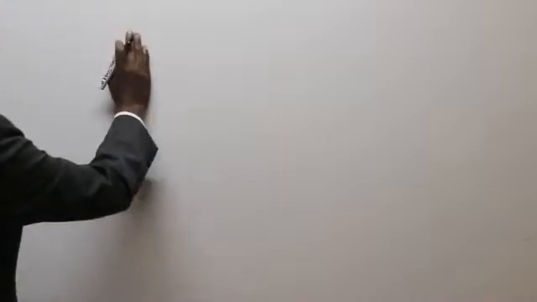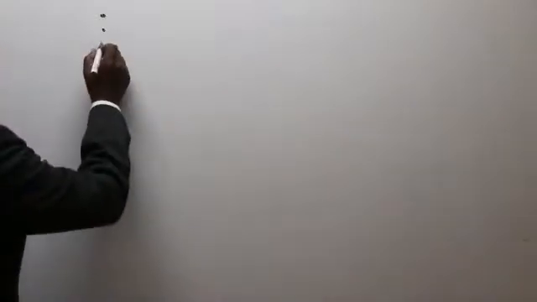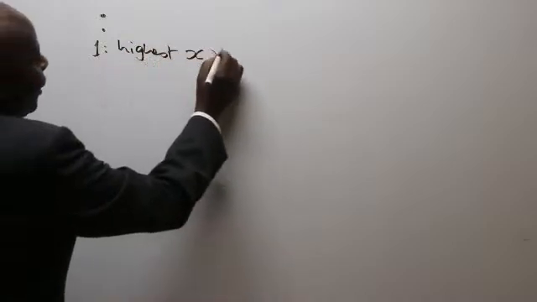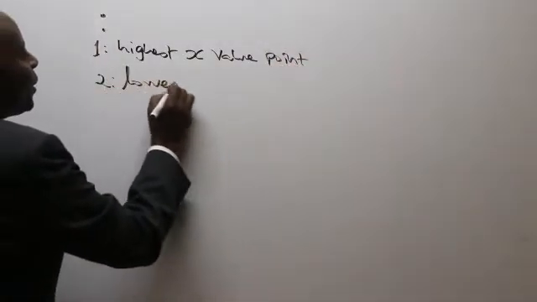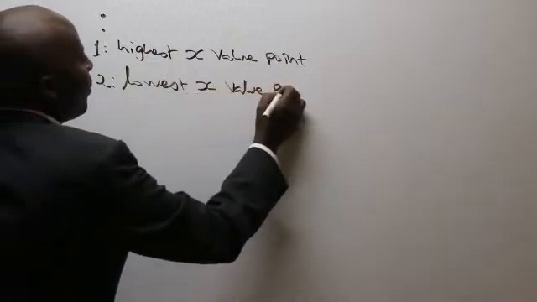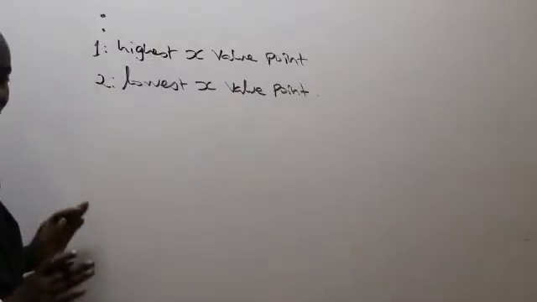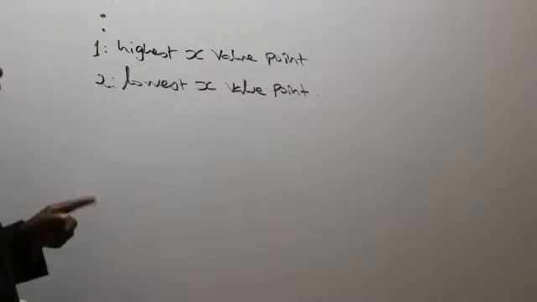It only makes use of how many points? 2 points only. Which points are these? It uses 2 points only to develop the straight line function. Number 1, we have the highest X value point, and then number 2, we have the lowest X value point.